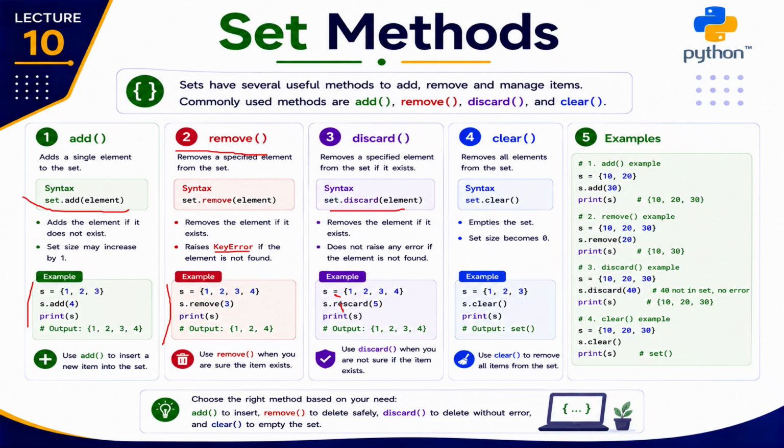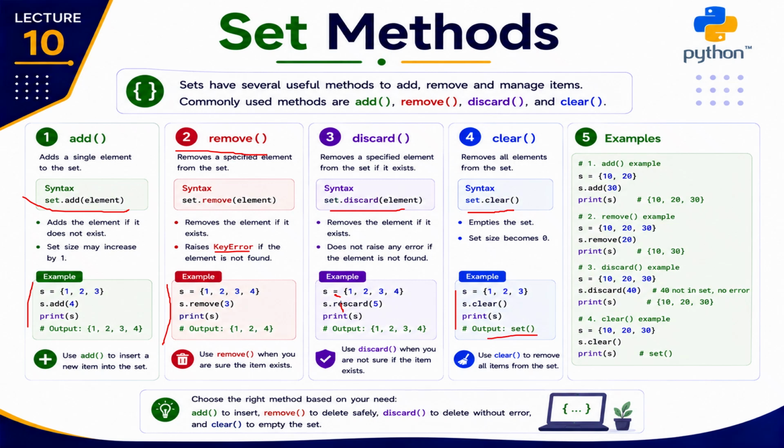Now, the last method is clear. It removes all elements from the set and makes it empty. The syntax is set.clear(). Now you can see the example: s is equal to {1, 2, 3}. The clear method is used, and you can see an empty set in the output.